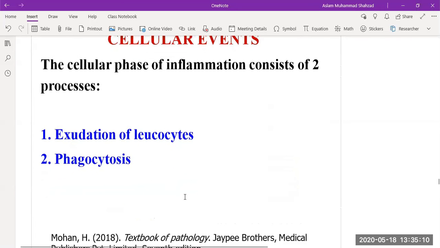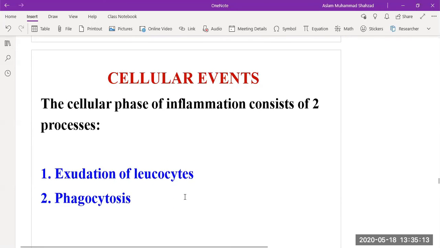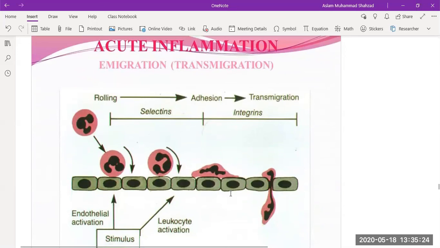What will be the cellular events? The cellular phase of inflammation consists of two processes. One is exudation of leukocytes, and the second is phagocytosis. In acute inflammation, for example, this is the endothelial cell, and when any injury occurs because of any microorganisms, leukocyte activation occurs. The stimulus could be any microorganism that triggers leukocyte activation, and that also activates endothelial cells.